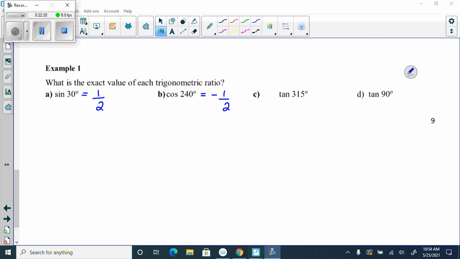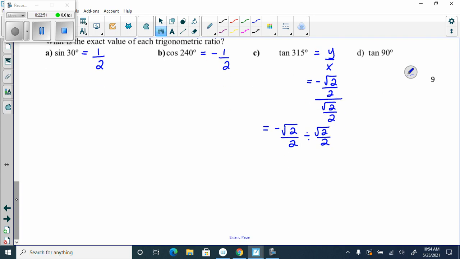So tan 315, we have to do y divided by x. And at 315, my y is negative root 2 over 2, and my x is root 2 over 2. When I write them sideways, I get negative root 2 over 2 divided by root 2 over 2. What happens when you divide two numbers that are the exact same together? You get 1. Now this one happens to be a negative divided by a positive, so you actually get negative 1. So at every 45-degree reference angle for tan, you're going to get a positive 1 or a negative 1, just so you know.